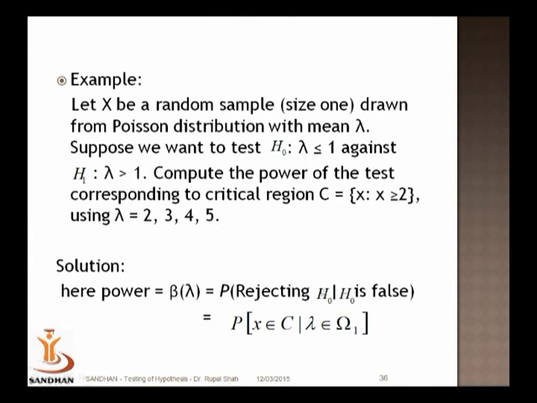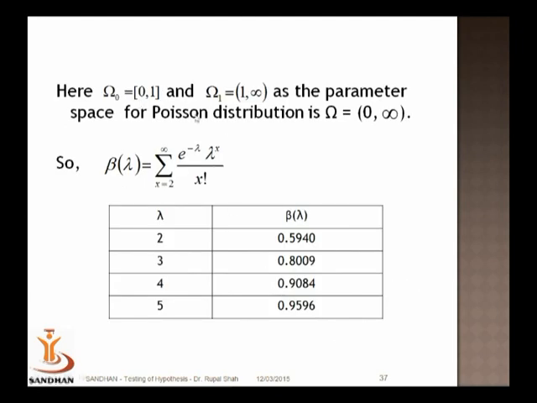So we have to find the power here. As per the definition, power is the probability of rejecting the null when it is false. That means the probability that your sample observation belongs to the critical region. What is the critical region here? X greater than or equal to 2, when H0 is false, meaning H1 is true. And when H1 is true, your true parameter value lambda will lie in the parameter space specified under H1. So here, what is omega 1?